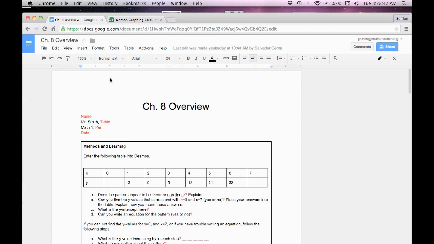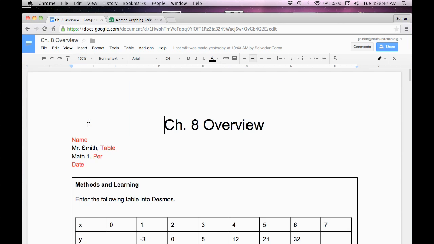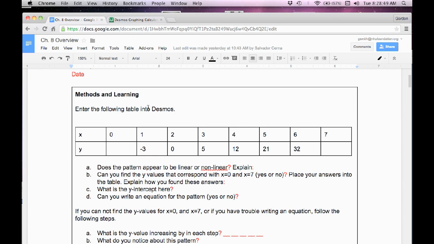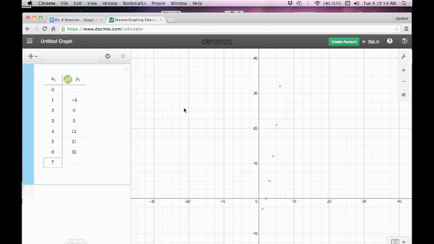Okay, we're going to be looking at the Chapter 8 overview. Keep it 150% here. All right, it says enter the following table into Desmos. So this is the table. This is our X row. This is our Y row. So we'll put these in the X's and we'll put these in the Y's. I've already done it just so we can see it.